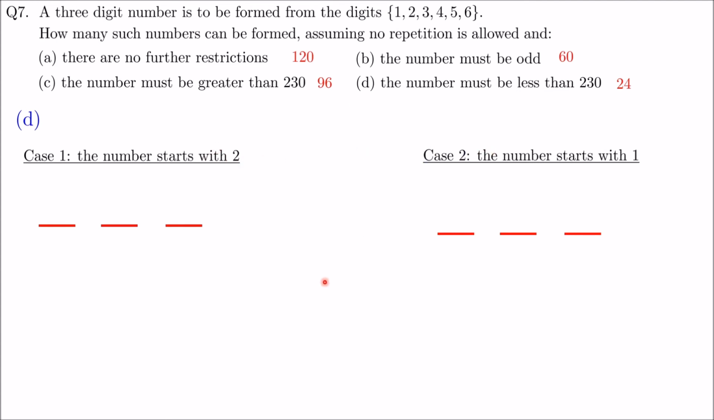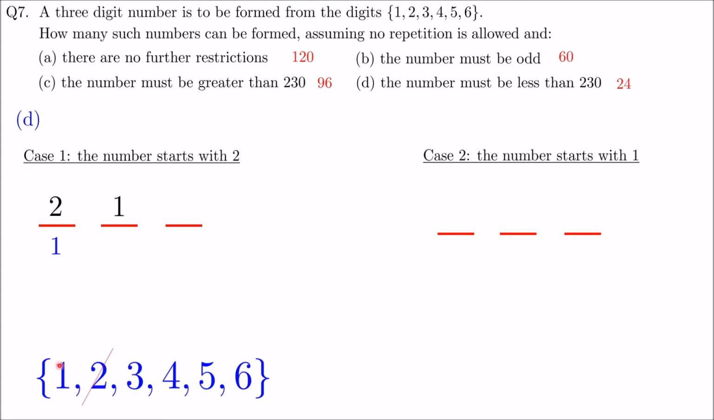We should break it into cases, right? So let's go with numbers that start with 2. We're insisting on starting with 2, so there's only one option here. 2 is gone. We'll try to be less than 230, so our second digit itself must be 1, okay? It cannot be the other ones. So again, we only have one option here. 1 is gone, it's used up. And now we're free to choose any of the 4 remaining ones. Okay, so that's this case done.